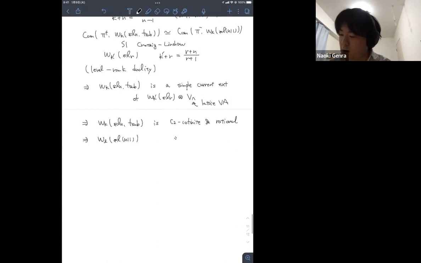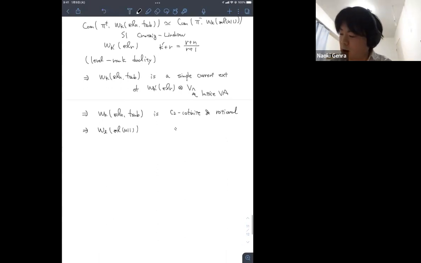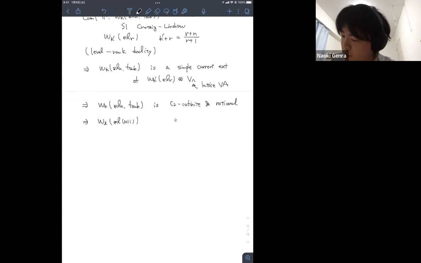And also, in the rational case, we can further study the fusion ring structure. I mean, this is rational, so this module category is semisimple, and also we can define fusion rules. And this implies that, in fact, we obtain a theorem.